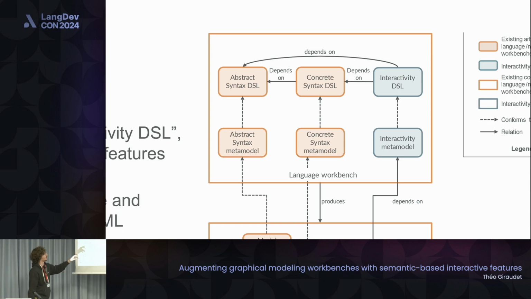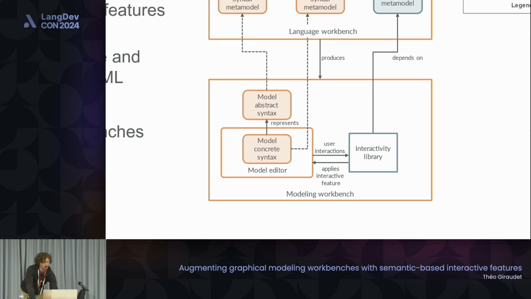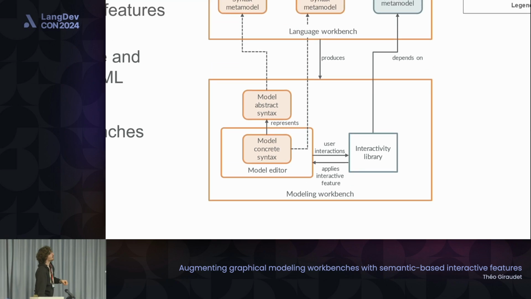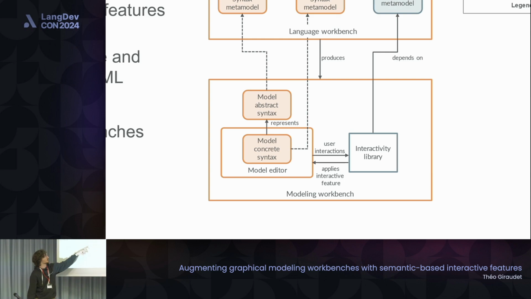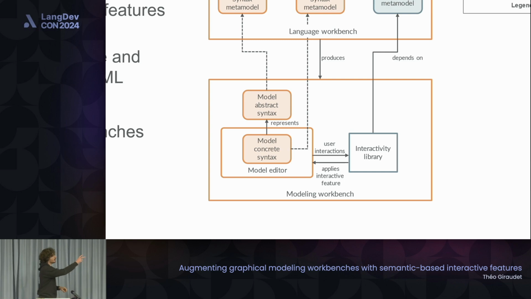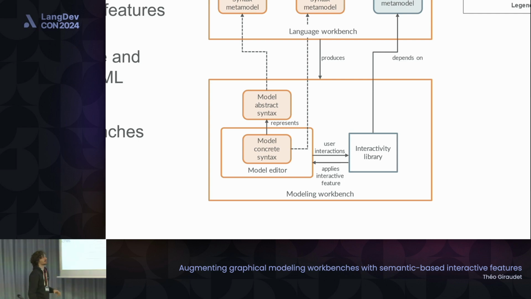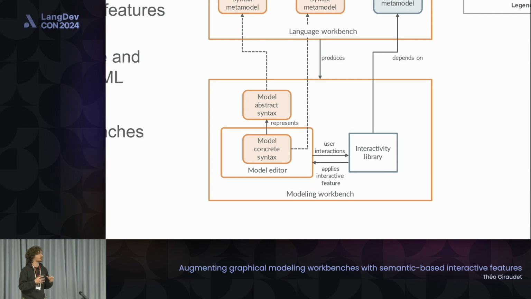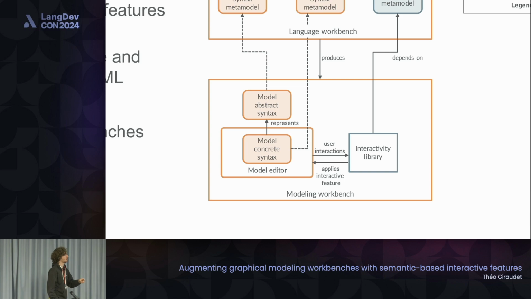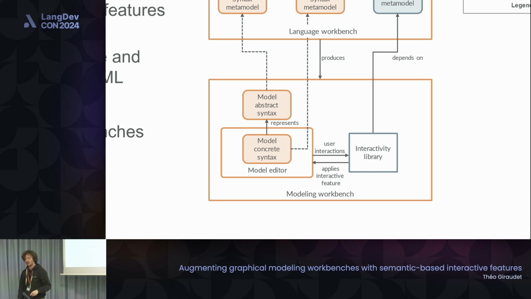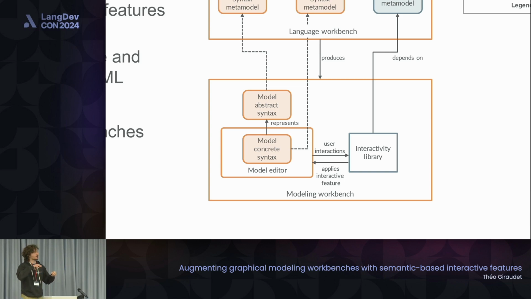And from them, we can create different meta models that will enable the production of the modeling workbench itself. In the modeling workbench part, we have a model editor, and through this model editor, we can edit or manipulate the concrete syntax to edit the abstract syntax behind. And what we added here is a new interactivity library, and basically this interactivity library is specific to a language workbench. So a language workbench provider has to develop this interactivity library. And basically the interactivity library will interpret the interactivity meta model to apply the different semantic-aware interactive features.